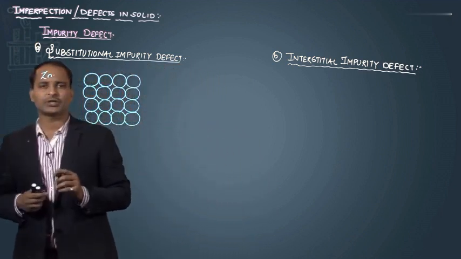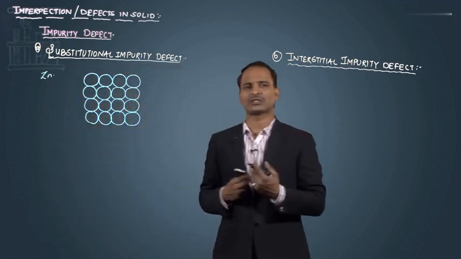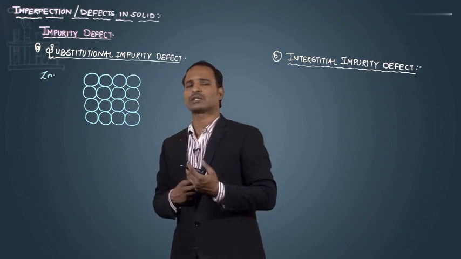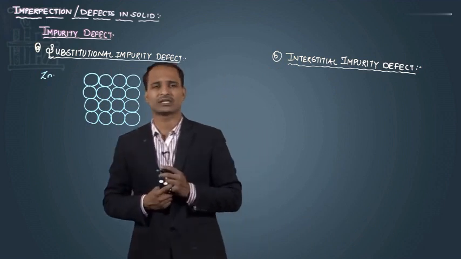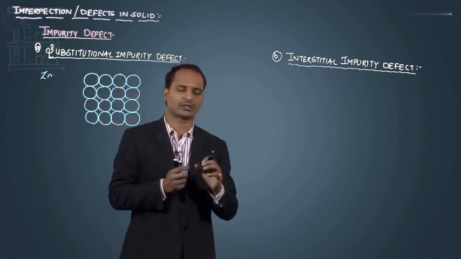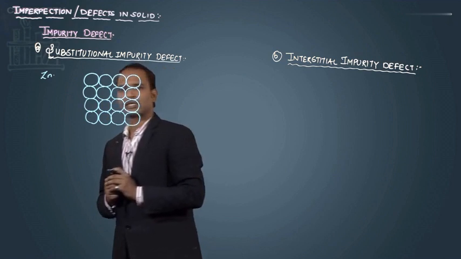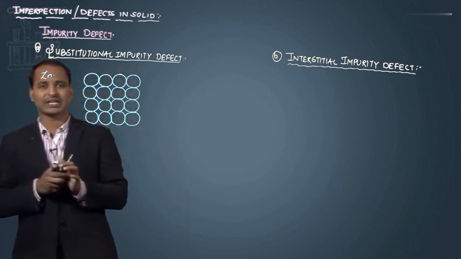Now I know that in the periodic table, zinc and copper come one after the other. Copper has atomic number 29 and zinc has atomic number 30. So after copper, zinc comes, which means there is not a very big difference in the size of copper and zinc. They have approximately the same size.